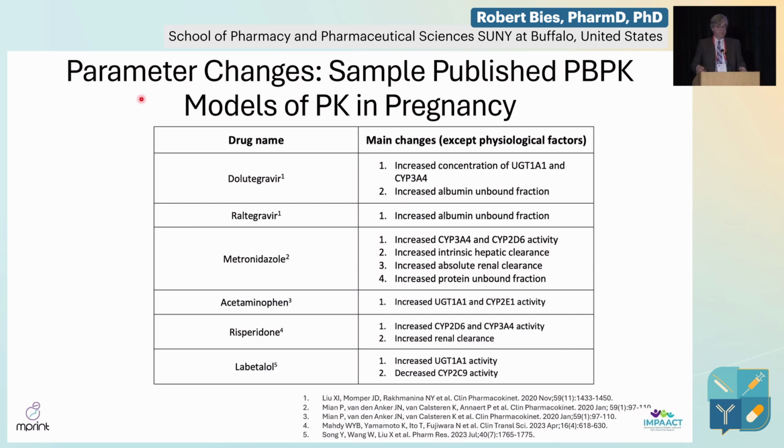So in terms of some sample published PK models, again, you see that the main changes that are implemented here relate to either increased or decreased concentrations of metabolizing enzymes. So you need to know the activity and the affinity, et cetera, or binding proteins. So for dolutegravir, the concentrations of UGT1A1 and CYP3A are increased over time in this particular example.